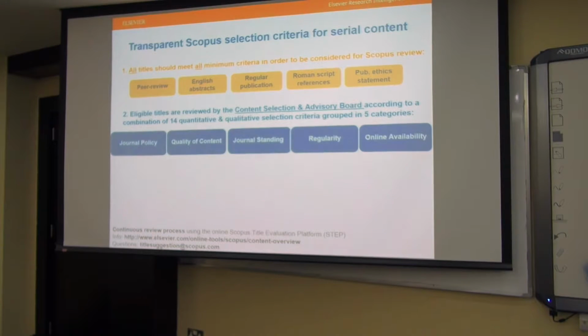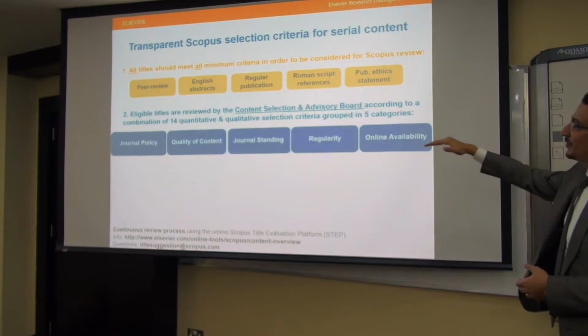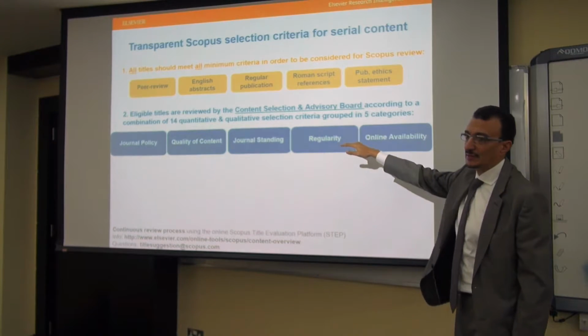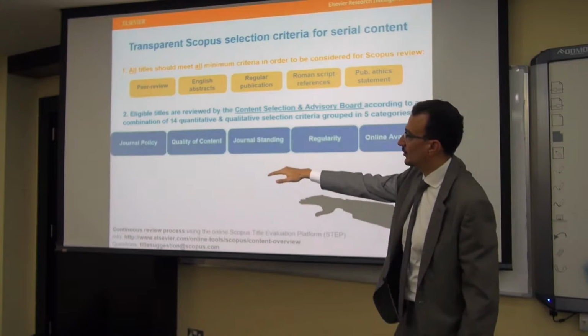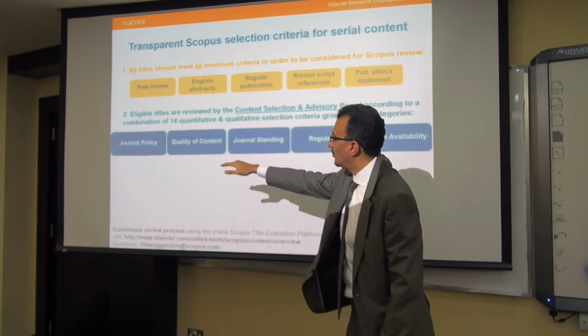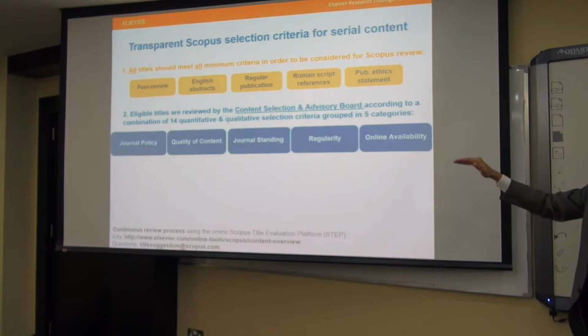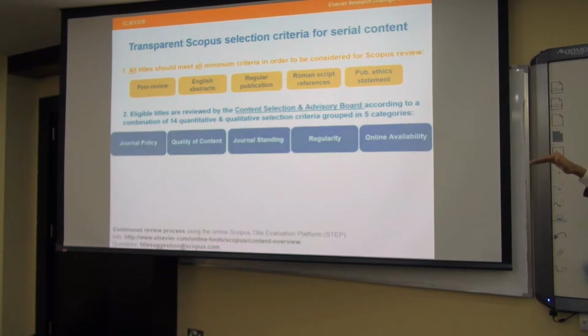And then the eligibility of the titles is reviewed by the Content and Selection Advisory Board. It's a totally independent committee which selects the journals. So they have to review the journal policy, the quality of content, journal standing, how regular the journal is, and it should be available online as well.